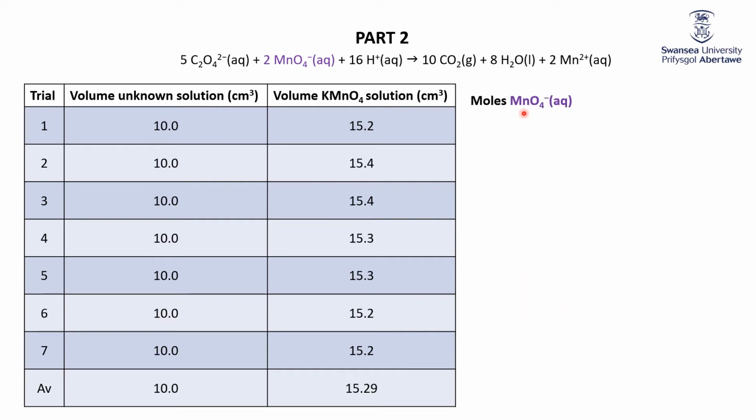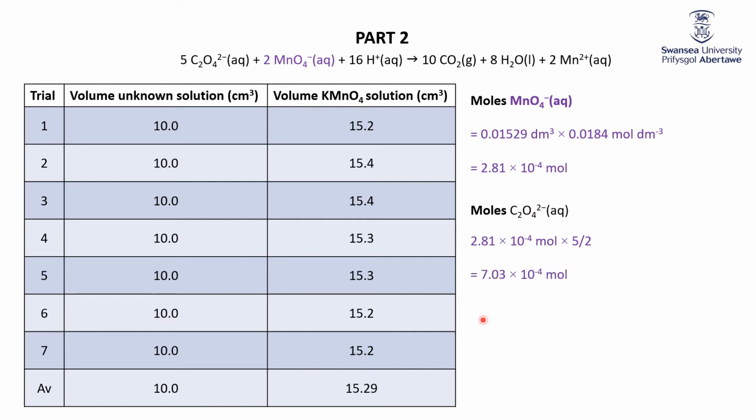So how many moles of MnO4⁻ did I have in this 15.29 cubic centimeters of solution, the average? Well, I knew the concentration of the permanganate, 0.0184 moles per cubic decimeter from part 1. There's the average volume, 0.01529 cubic decimeters, and I get 2.81 times 10 to the minus 4 moles. Convert that to moles of the oxalate. Well, we see again 5 oxalates need 2 permanganates, so the moles of oxalate must be bigger than the moles of permanganate. So I'll multiply the moles of permanganate now by 5 over 2, and I get 7.03 times 10 to the minus 4 moles.